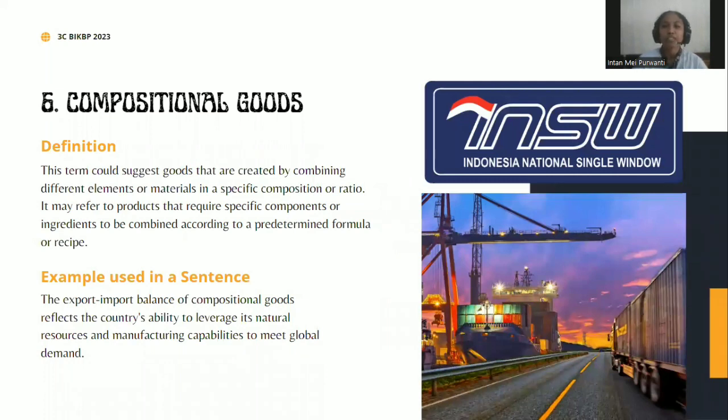Let's move to the last term that I found, which is compositional goods. This term could suggest goods that are created by combining different elements or materials in a specific composition or ratio. An example sentence: the export-import balance of compositional goods reflects the country's ability to leverage its natural resources and manufacturing capabilities to meet global demand.